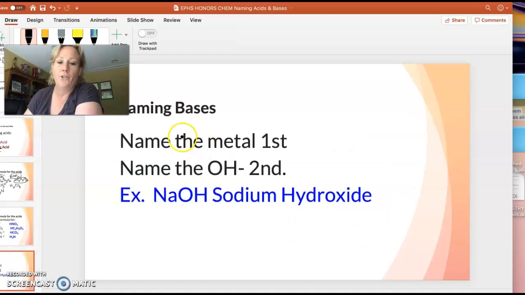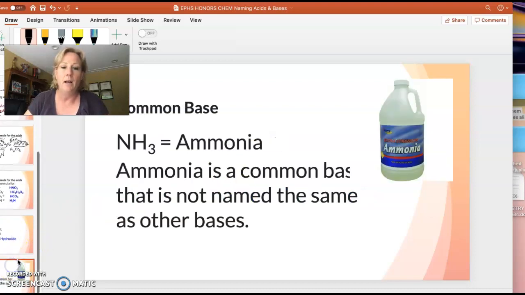Naming bases is just like any other ionic compound. You just name the metal first, and if it needs, you use a Roman numeral. And then the OH is the hydroxide ion, and you just write the name hydroxide. So there aren't any more of the complicated ic goes to ate tricks. You just name it. The only base that is named differently is ammonia, and it just doesn't follow any one of those systems.